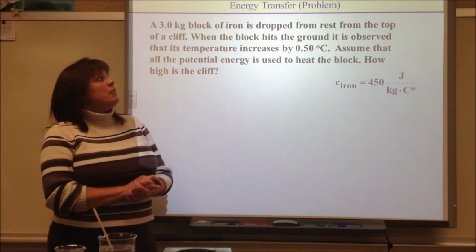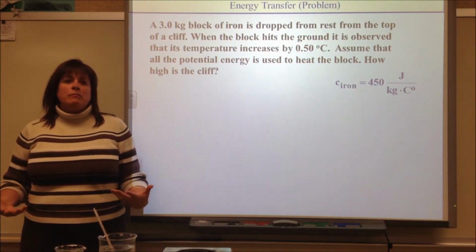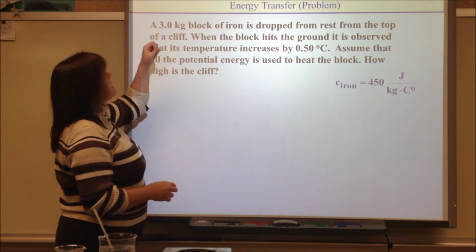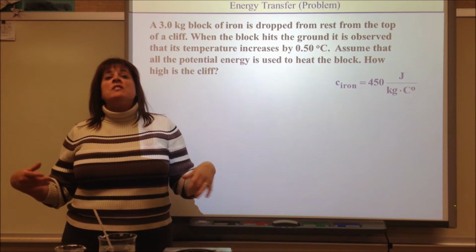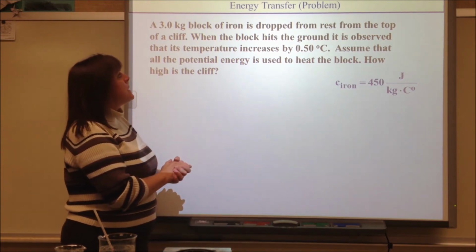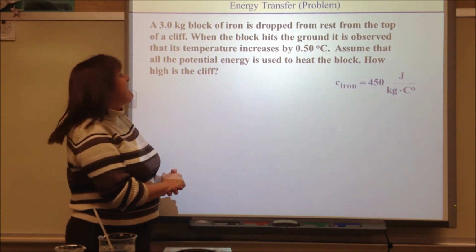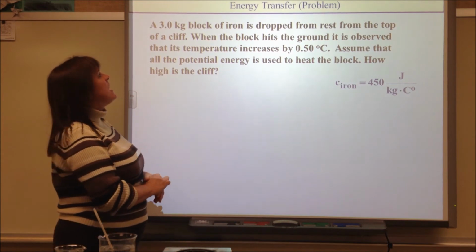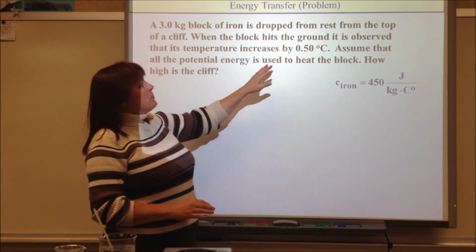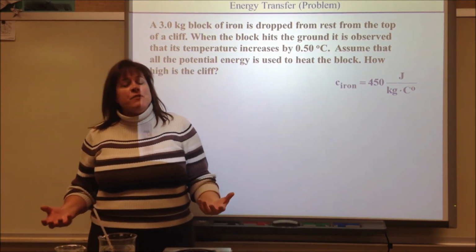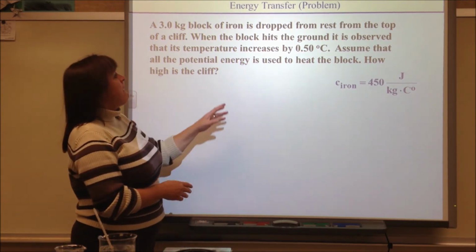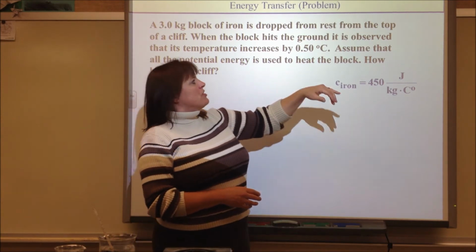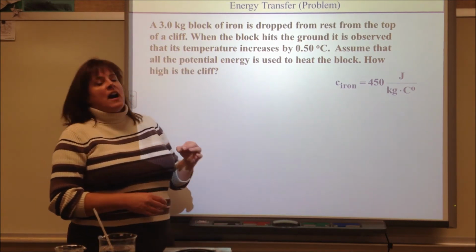Here is another, very similar problem. In this case, we're going to drop our 3 kilogram block of iron from the top of some unknown building or cliff. When the block hits the ground, the temperature of the block increases by only half a degree. Must not be as high as our last building was. Assume that all of the potential energy is used to heat the block. How high is the cliff?